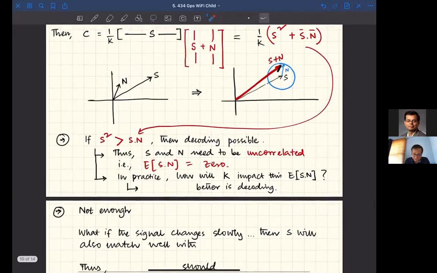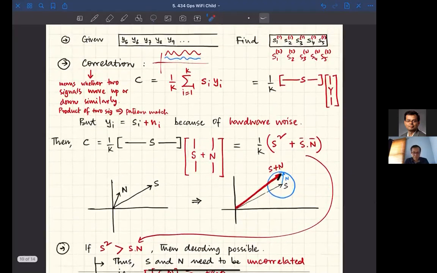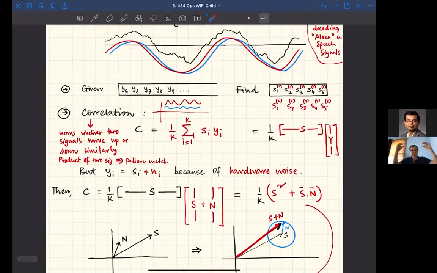Great. So in practice, how will K impact the correlation value? K being the size of the signal. Think about that for a second. If you want the signal to be better visible after the correlation, should this signal template be longer or shorter?